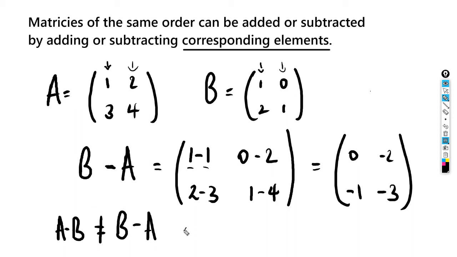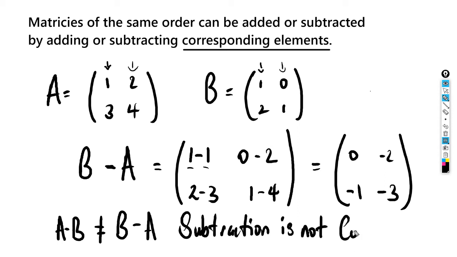Let me just put that: subtraction for matrices is not commutative. So the order really does matter with subtraction. With adding, the order doesn't matter, but the order really matters here with subtraction.